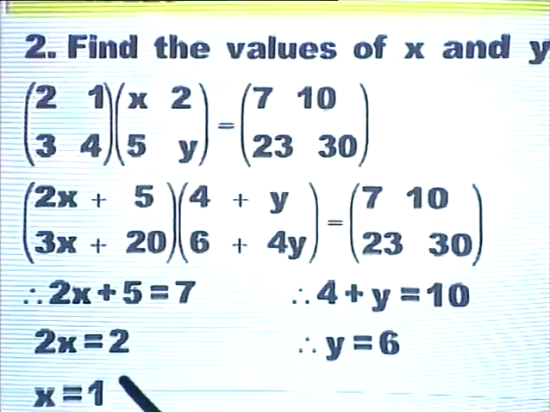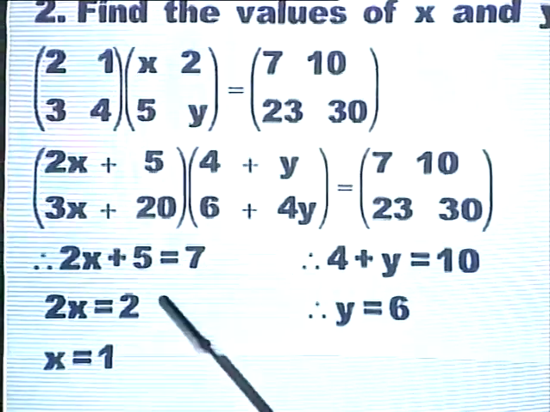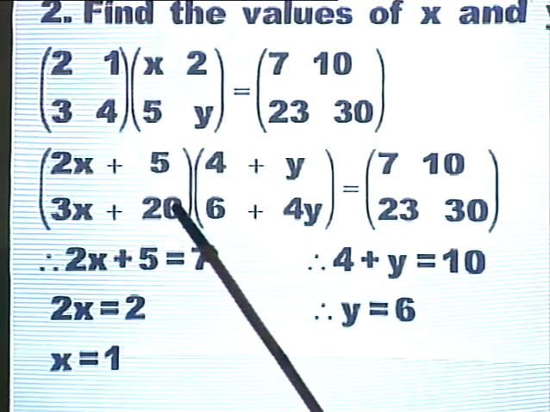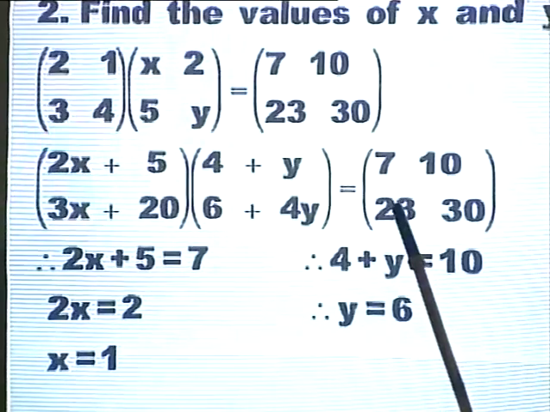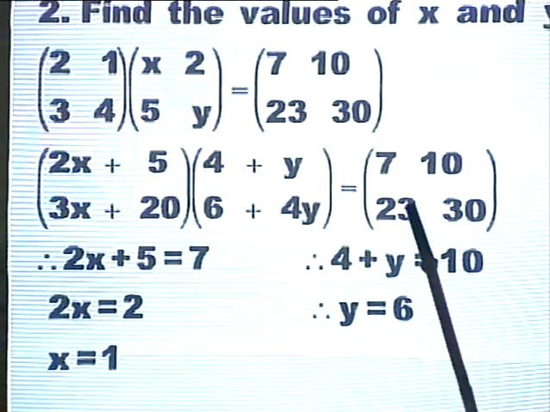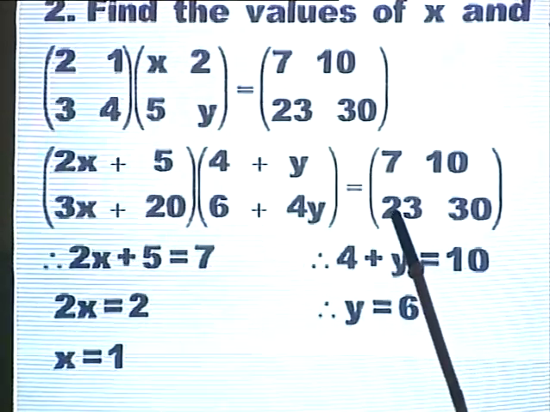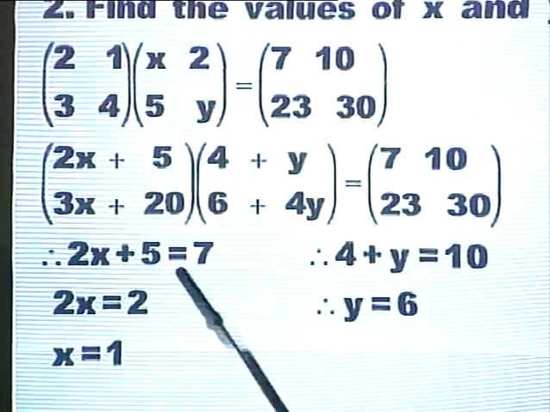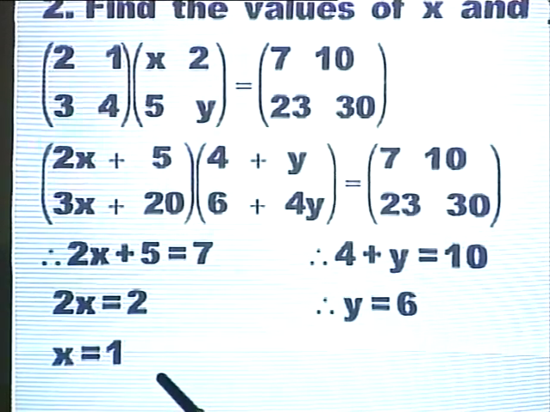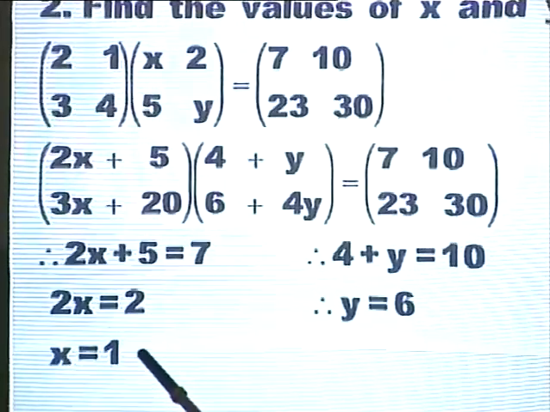Now, if you use this 2x plus 5 equals 7, then 2x equals 2 and x is equal to 1. We could have used 3x plus 20 equals 23, and then you will get 3x is equal to 3 and x will be equal to 1. You still get the same x value.